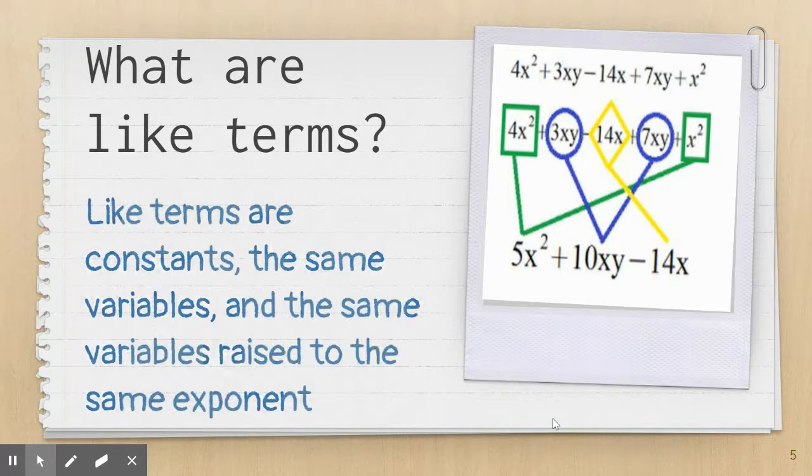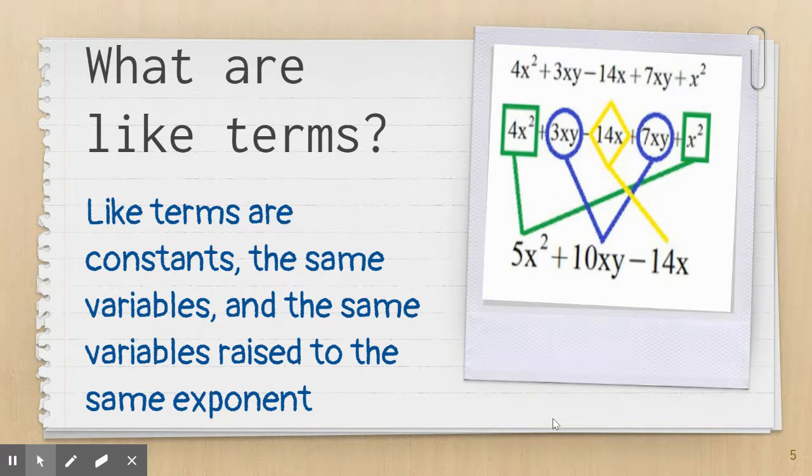What are like terms? Well, like terms are constants. They are the same variables and the same variables raised to the same exponent. So as you can see in the picture, we have 4x to the second power plus 3xy minus 14x plus 7xy plus x to the second power. They identified that 4x to the second power and x to the second power are the same, so they added those together and got 5x to the second power. Then they identified 3xy and 7xy are also the same because they have x and y. So we can add those together, and that's how they got 10xy.